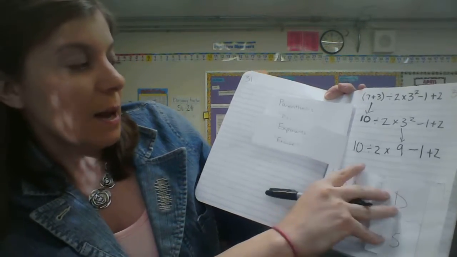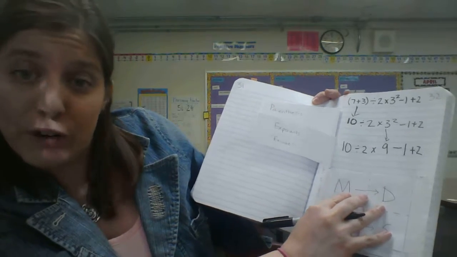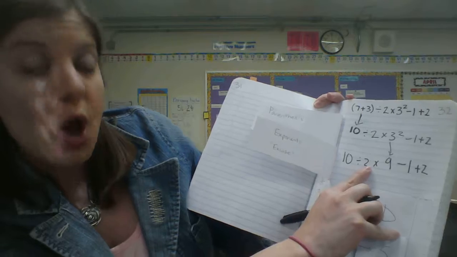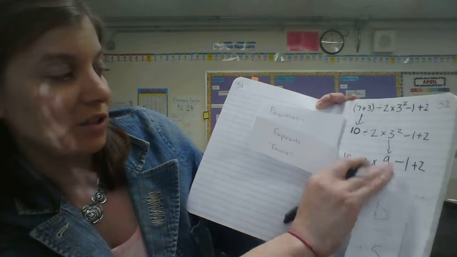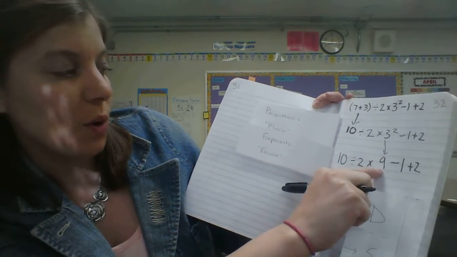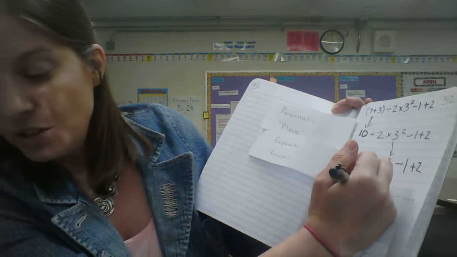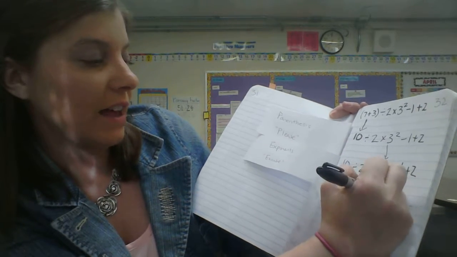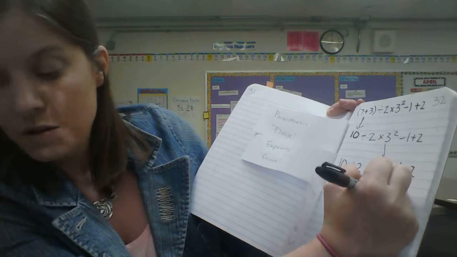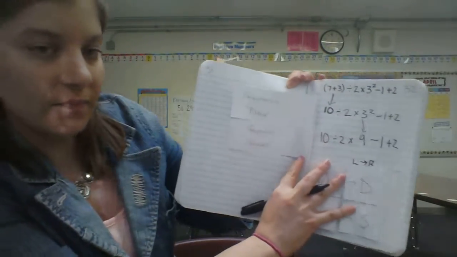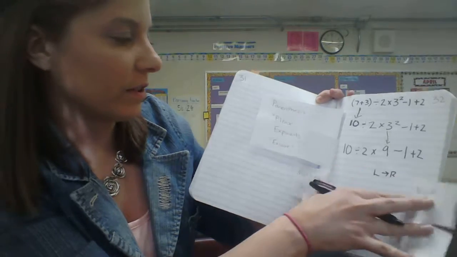So multiplying, people think, oh, that comes first. But it does not. We are not going to do 2 times 9 first. We are going to do 10 divided by 2 because our multiply divide, we go left to right. So right here, I'm going to say left to right. Get that so you can see it. Okay, so you can go like this.